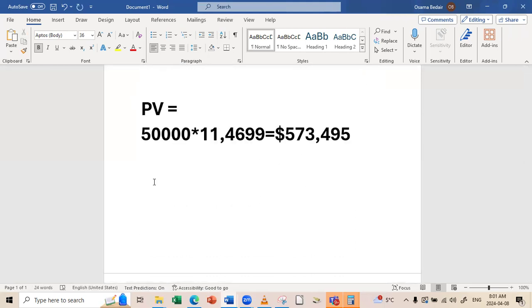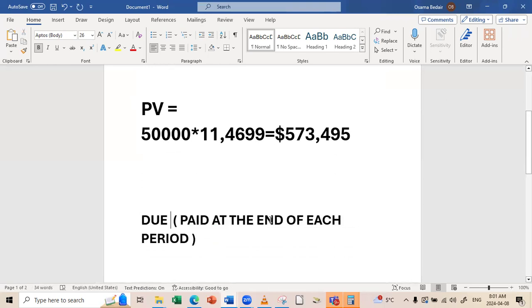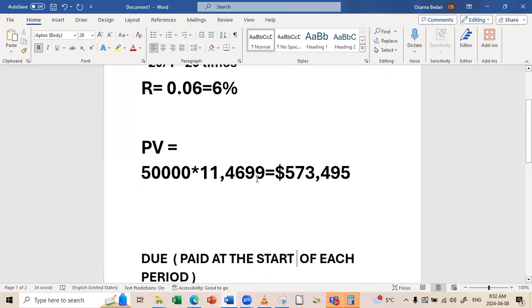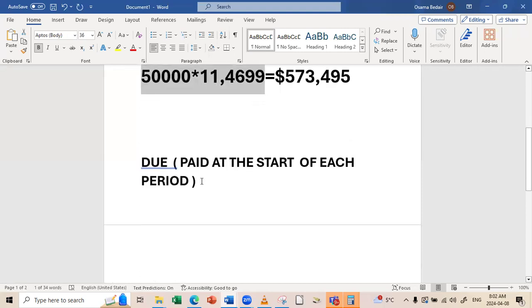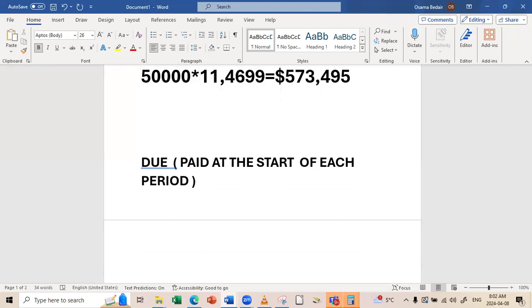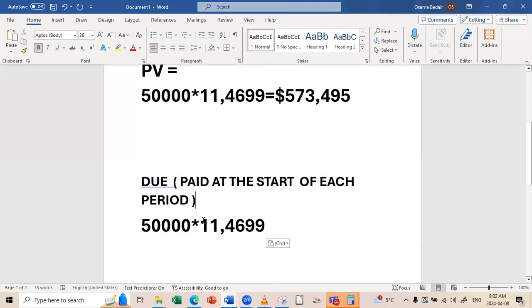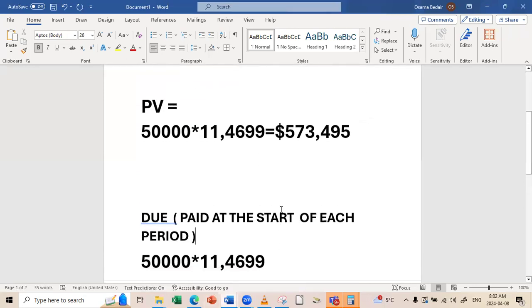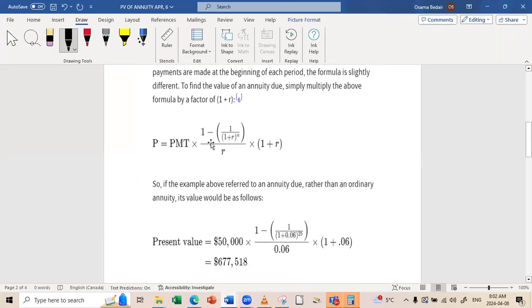I will do the due second, Control and V, the due here, paid at the start or the beginning of each period. What I will do, same what I did here, exactly the same data, Control and C. But what I will do actually is to multiply again by 1 plus R. Control and C, Control and V here. And I will also take the formula and put it here for you guys so that you can see it, be clear for you in front of you. Here it is, multiply by R again.